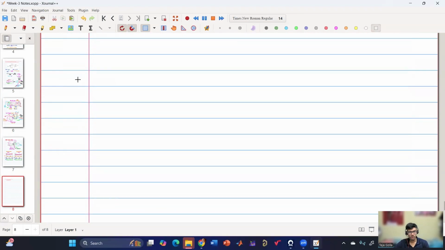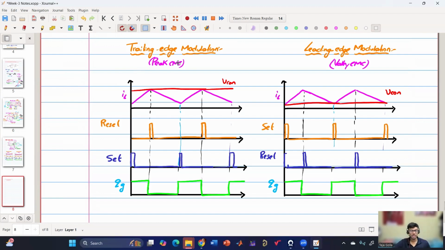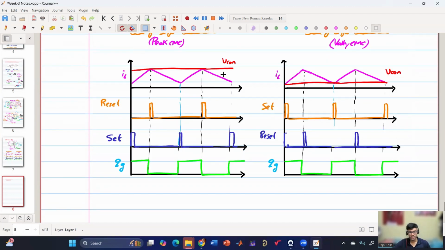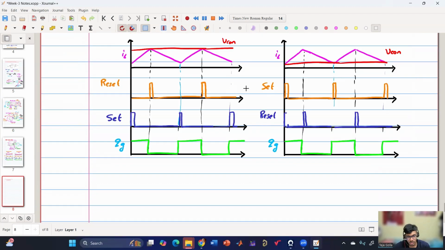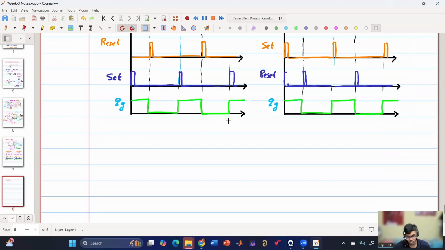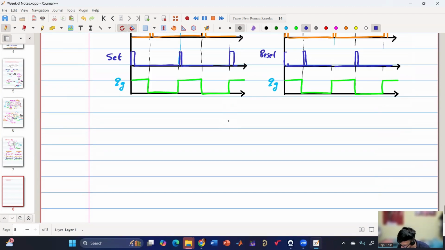Okay, so if we draw trailing edge, the point is very simple. First, we have to write the comparator, and then we have the flip-flop. So let us start from the comparator. The comparator always has one input as IL and one input as VCon.